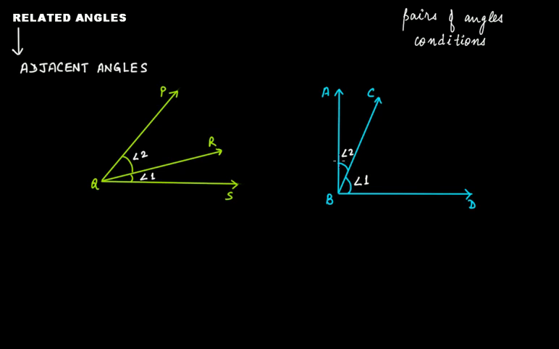Therefore, angle 1 and angle 2 in this case, and angle 1 and angle 2 in this case, in both these two cases, this pair of angles will be said to be adjacent angles, and these two angles are adjacent to each other. Okay.